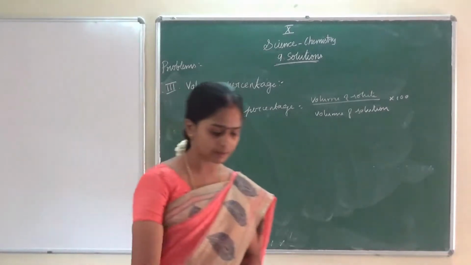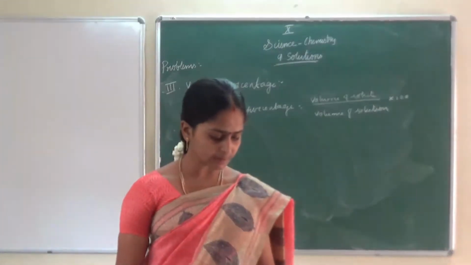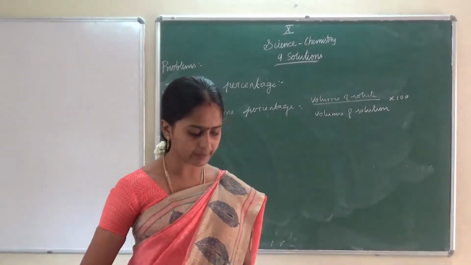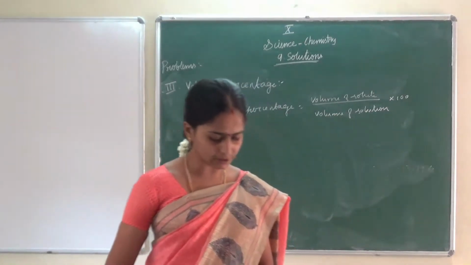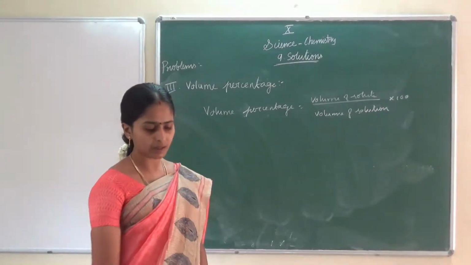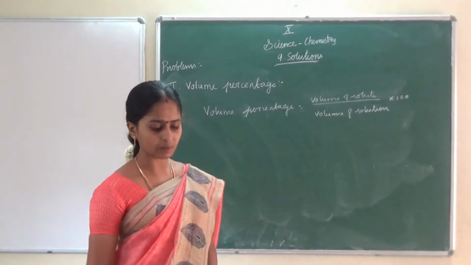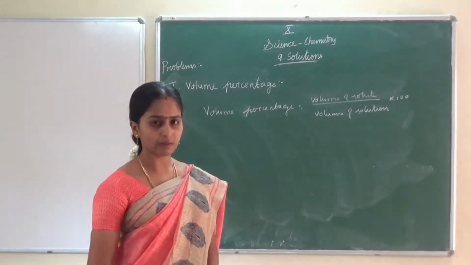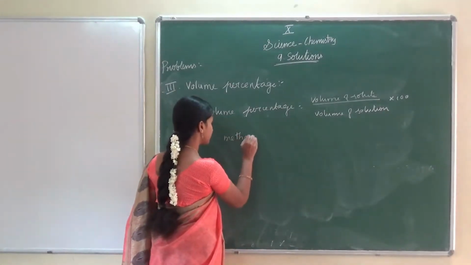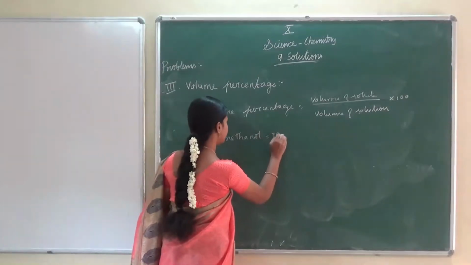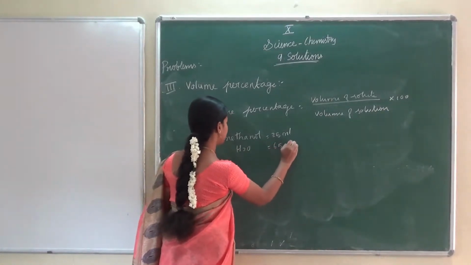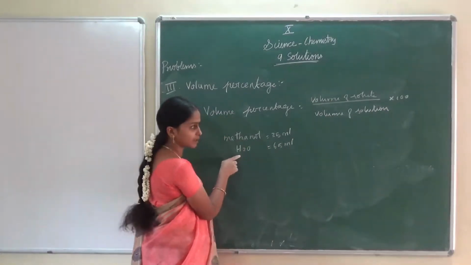Here is the first problem. A solution is made from 35 ml of methanol and 65 ml of water. Calculate the volume percentage. Very simple. Methanol is the solute and water is the solvent. Methanol volume here is 35 ml and water volume is 65 ml. Methanol is the solute and water is the solvent.